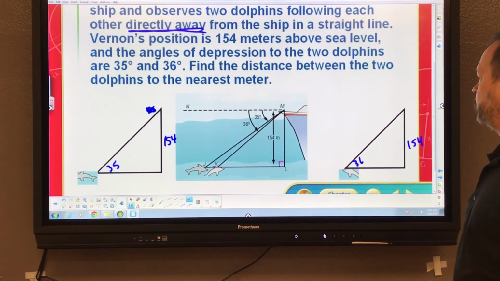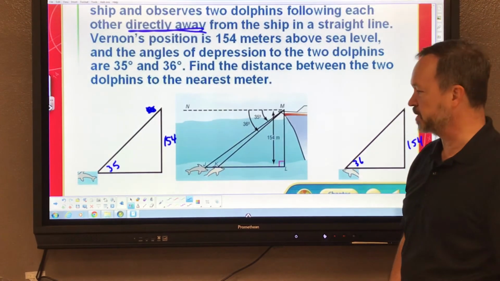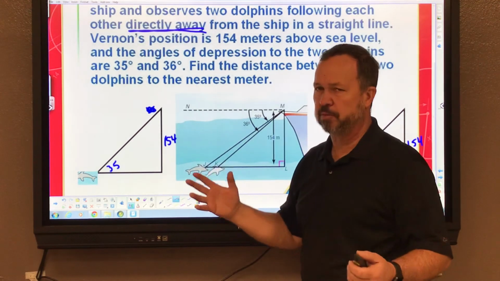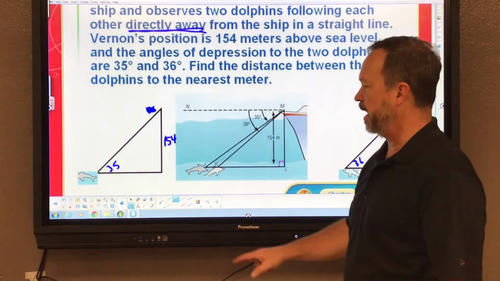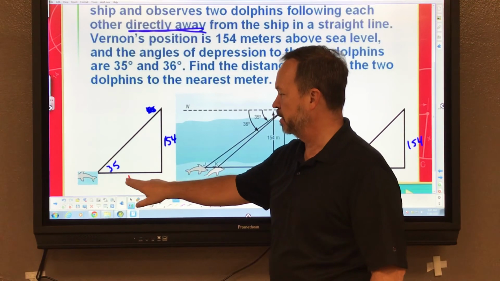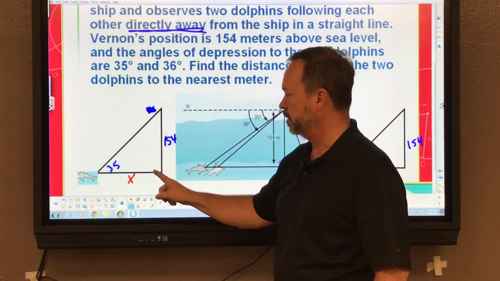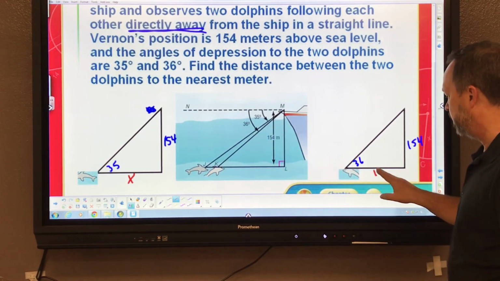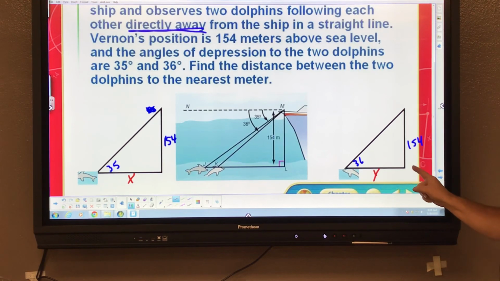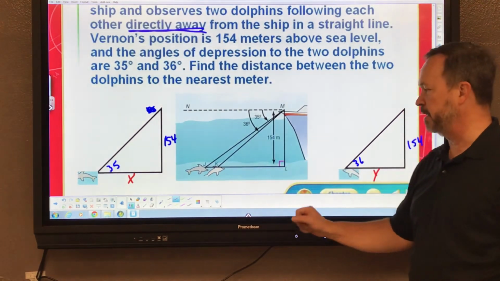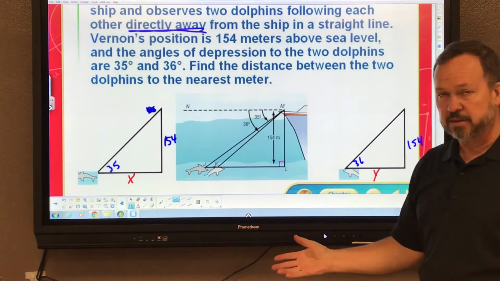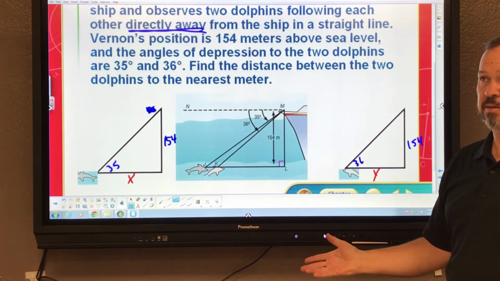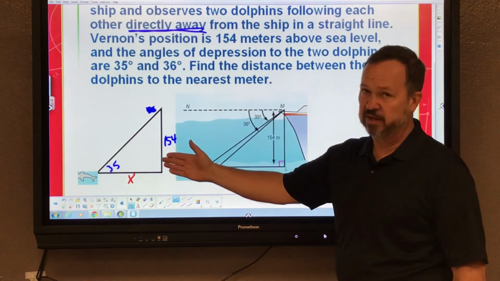It says find the distance between the dolphins. Wow, how far apart are the dolphins? And this is where I'm not going to do any more of the problem. I'm going to say what you would do. So I would let this be X to see how far it is from the ship to the darker gray dolphin. And I will let this be Y, so I find out how far it is from the ship to the lighter gray dolphin. And once I find out how far it is to the dark gray, and how far it is to the light gray, I subtract. Makes sense. But I actually am going to have to do two trig function equations.